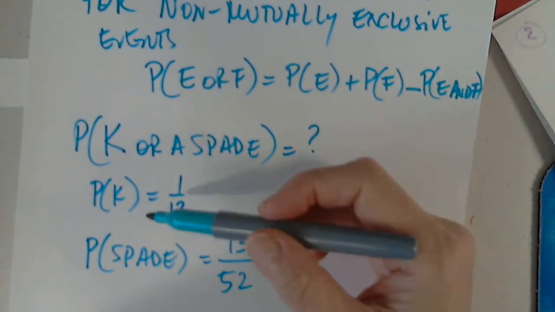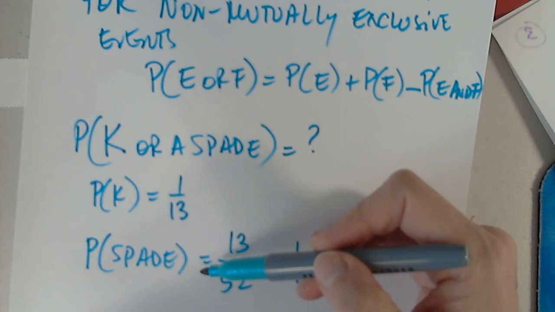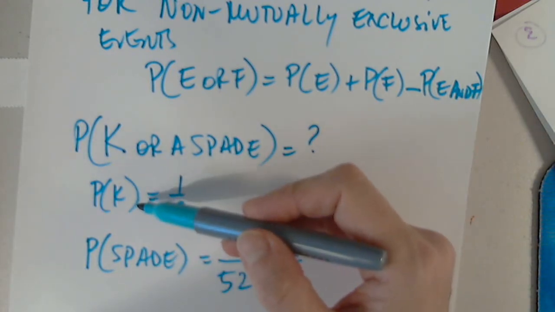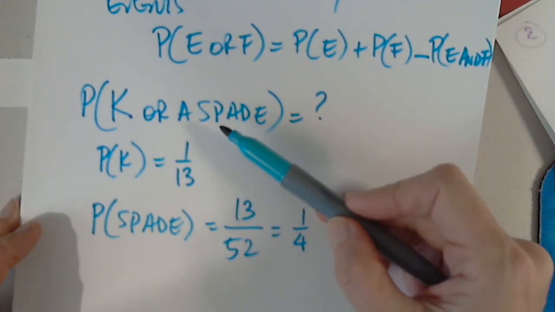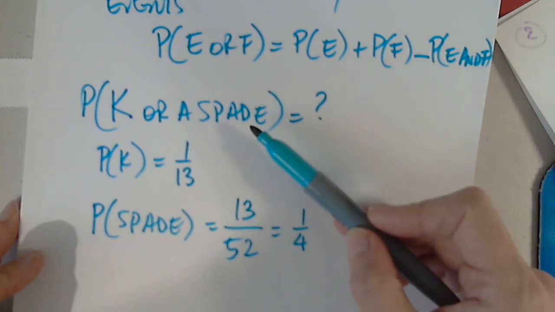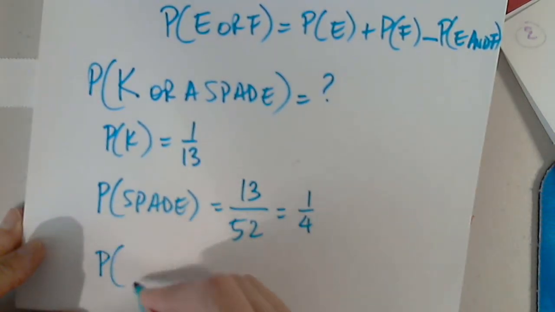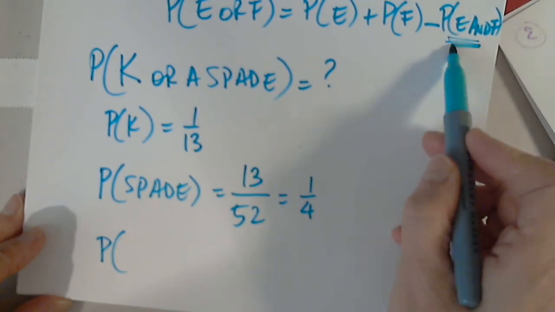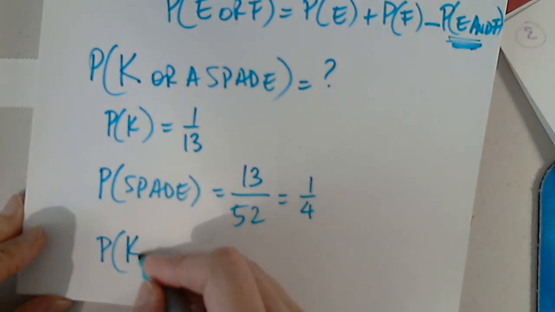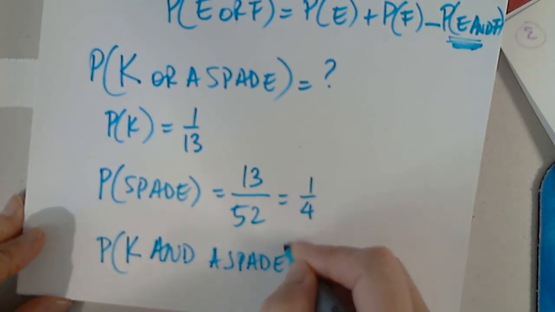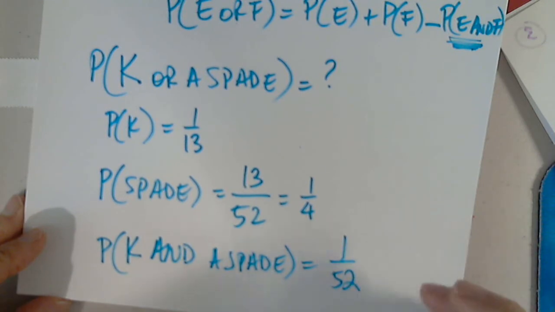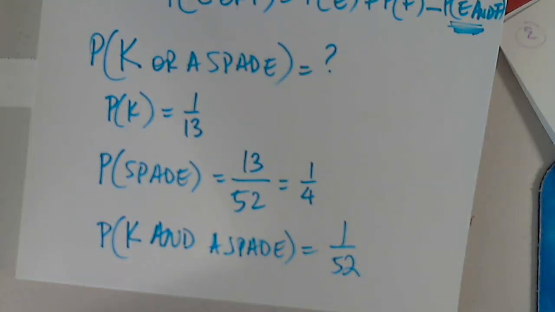Now, there is a king that is also a spade. There are 4 kings total, but these two events are not mutually exclusive. There is one king that is also a spade. So we need to determine the probability of the intersection. The probability of a king and a spade is 1 over 52. Only one spade that is also a king exists.